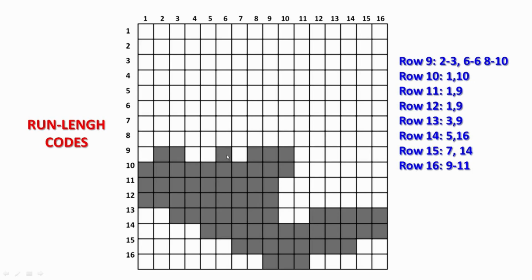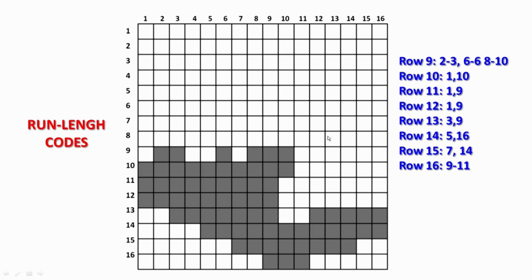Then there is a gap, so the gap is left. Then 6 to 6, that means only 1 pixel has to be coded. And then 8 to 10. And let's go for row 10. Row 10 is continuously shaded up to column 10, so it is 1 to 10.